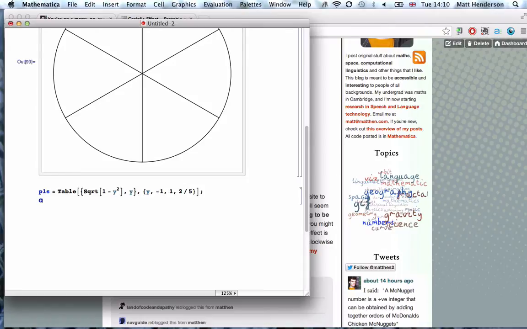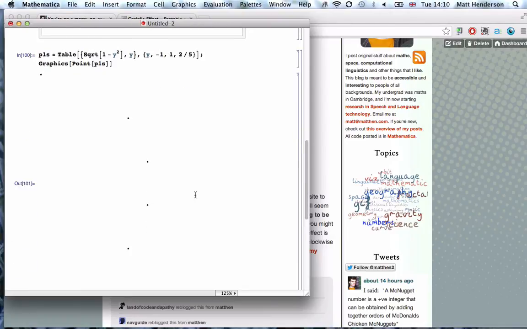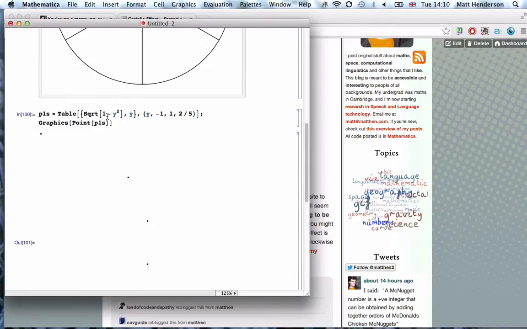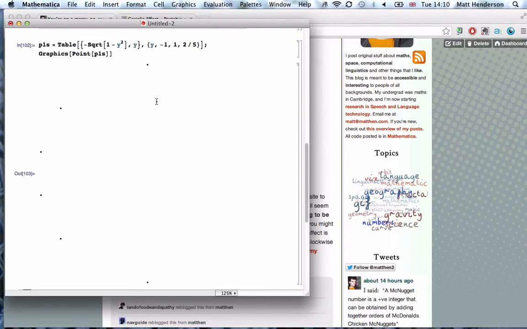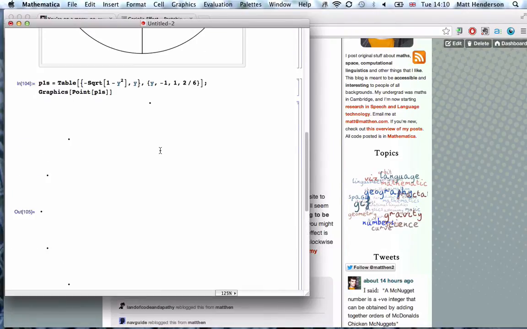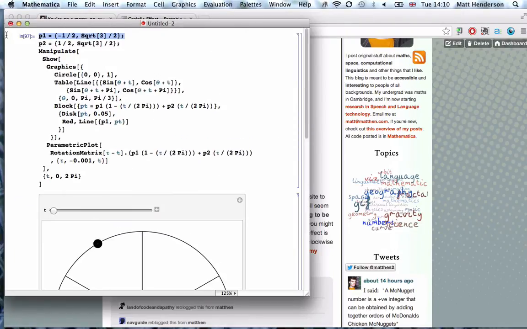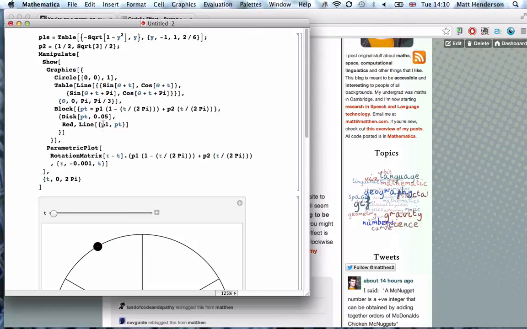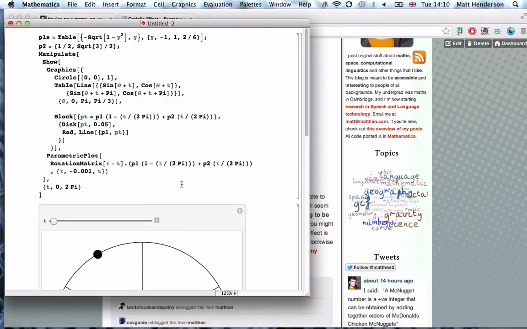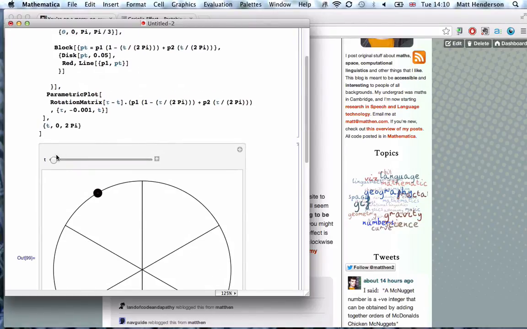And let's just check that, Graphics Point P1s. Yeah, they're cool. Let's make them on the left hand side. 1, 2, 3, 4, 5, and having 6 of them like that. Okay, cool. P1s are now like this. The points where P1 occurs, the first one is here where we draw the disk and the red line.